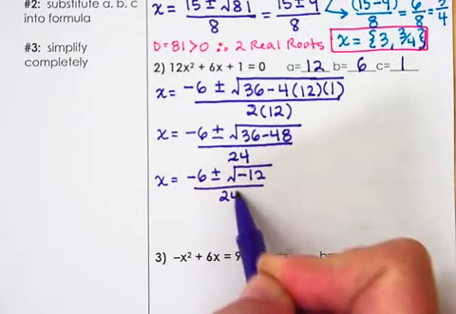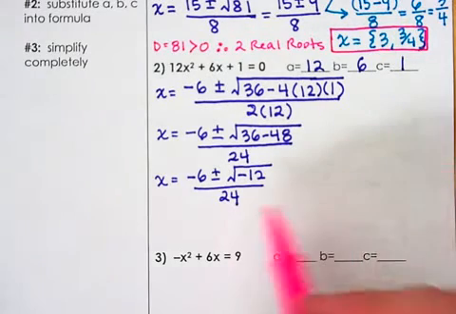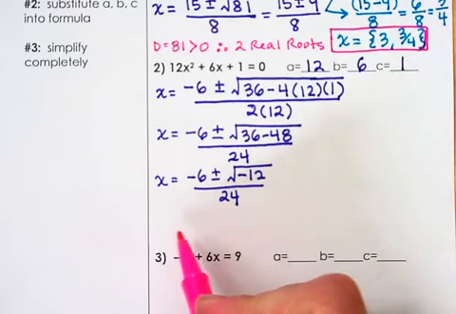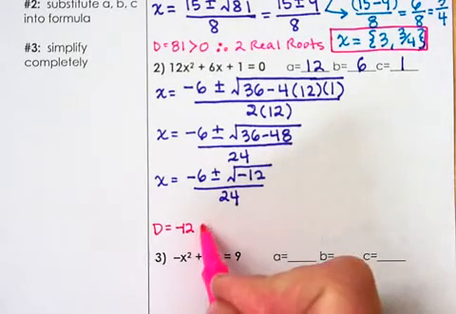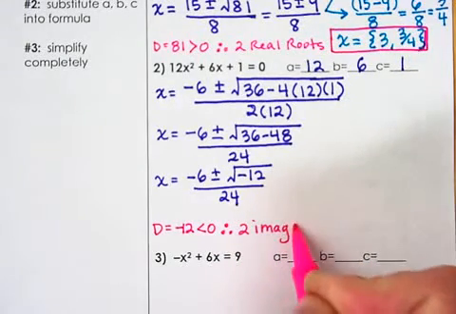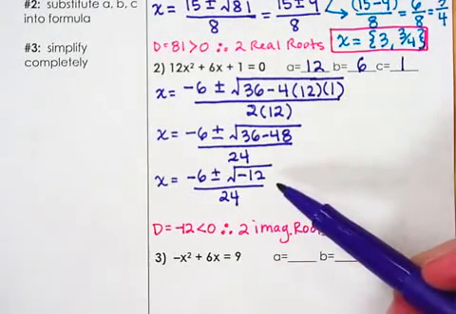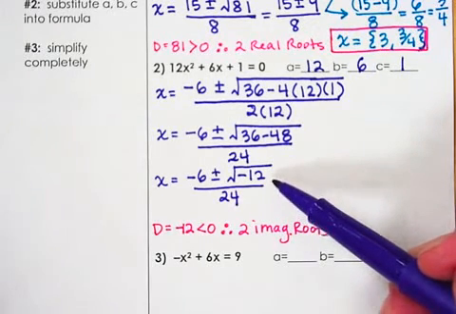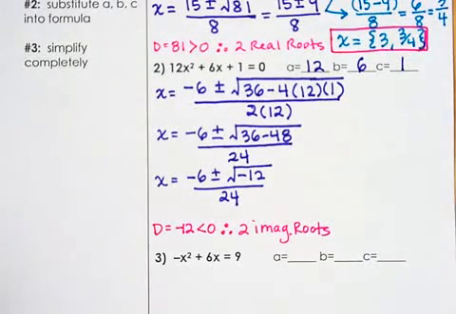all over 24. Okay, so at this point, what you should recognize is that the discriminant is equal to negative 12. And since negative 12 is less than 0, I know I'm going to have 2 imaginary roots. Now, we need to go ahead and simplify this quadratic expression, so that I have a radical that's not negative and that can be completely simplified.